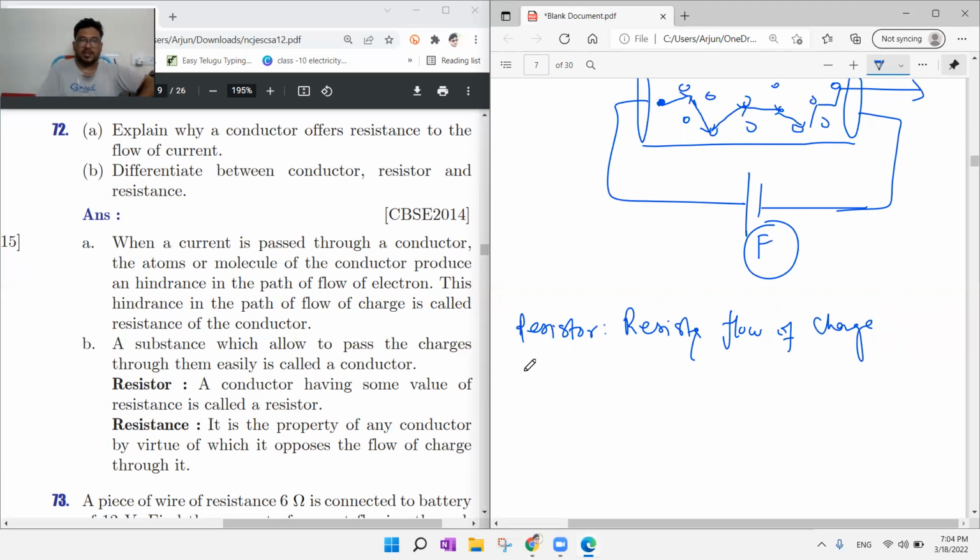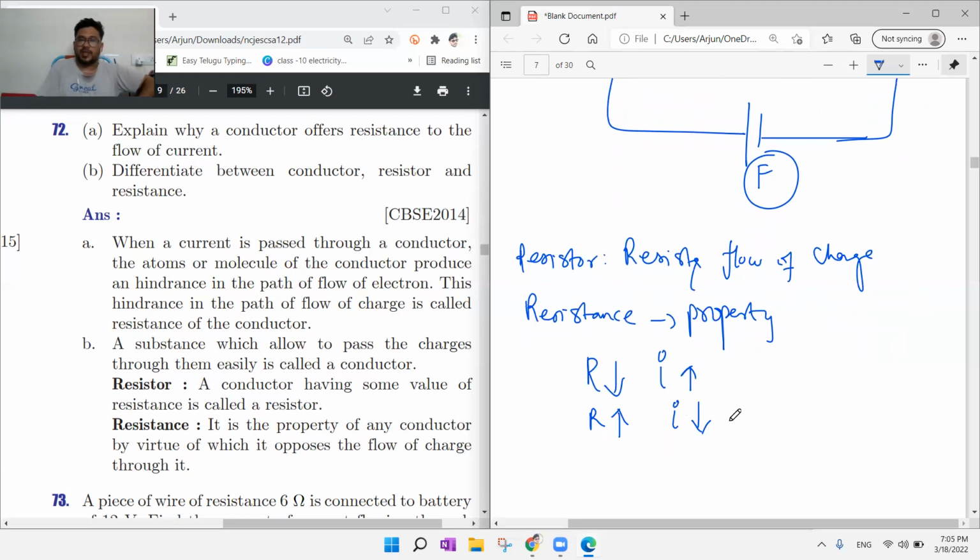And what is meant by resistance? Resistance is nothing but a property of a material, any conductor, any material, maybe conductor, maybe insulator, maybe alloy. It is a property. If resistance is least, flow of current will be high. If resistance is high, flow of current will be least. So for which material will resistance be least? For conductors.